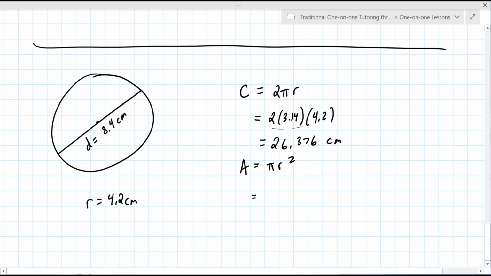Now do the same thing for area. Pi, we're going to use 3.14 for pi. That's totally cool. R is 4.2, but we're going to square it. Enter it into the calculator.